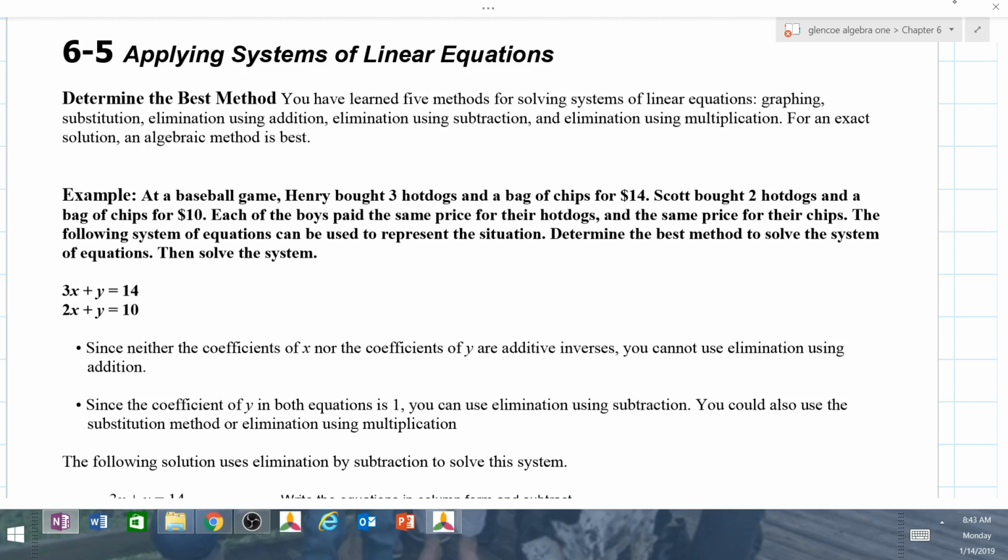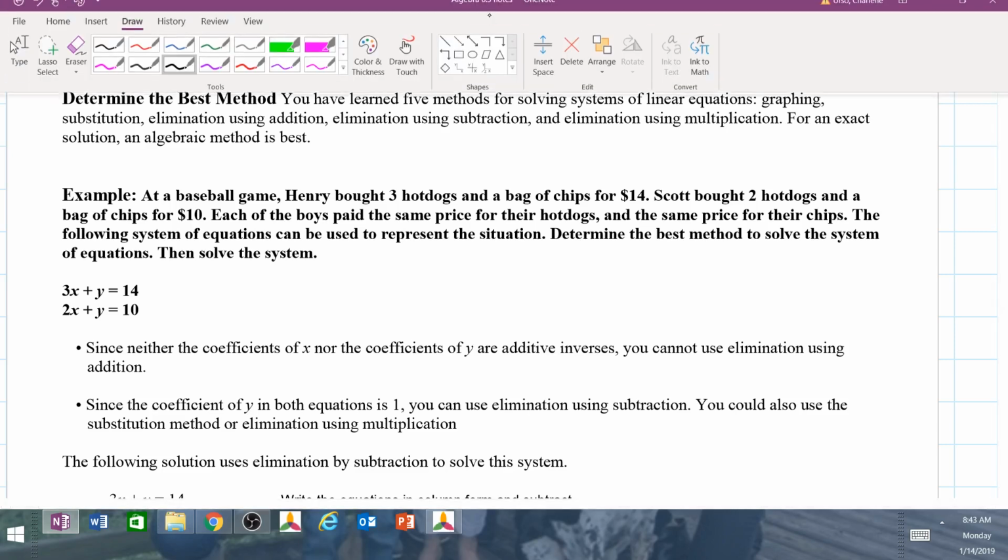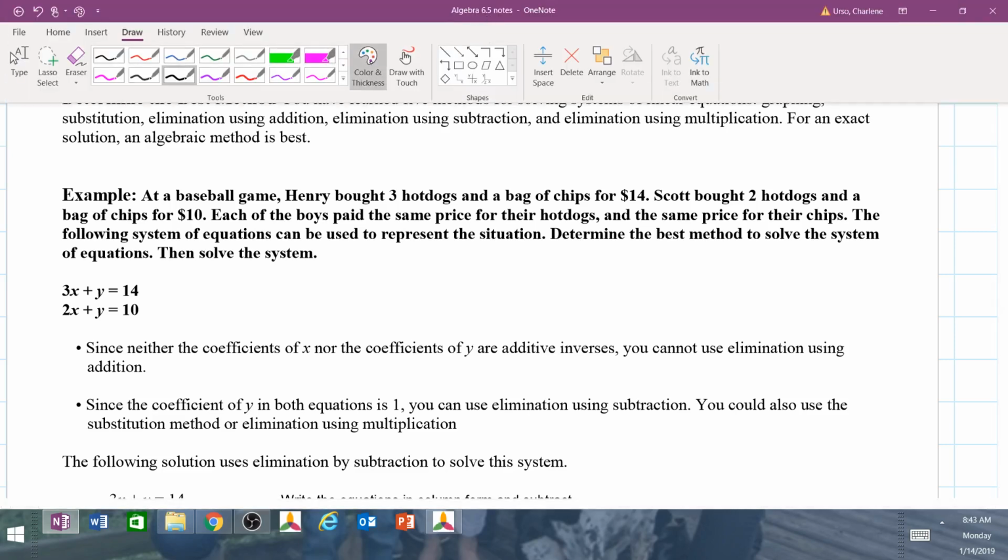For an exact solution, remember, one of the four algebraic methods is the best method, which would be substitution, elimination by addition, elimination by subtraction, elimination by multiplication. Graphing is nice because it's a picture, you can see it, but it's not the best one to give you the most accurate answer unless you were using a graphing calculator. So let's go ahead and give a little highlight here to what I just said, because that actually is quite important.